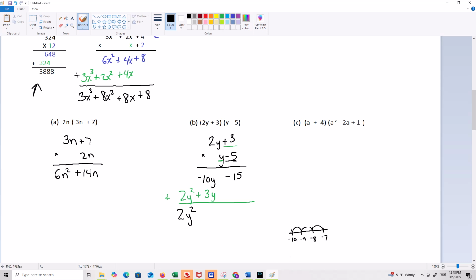Or you can simply think of it this way. When adding and subtracting differently signed numbers, always do the larger from the smaller, but keep the sign of the larger. So I can simply think 10 minus 3 equals 7. But I have a negative on my larger number, so I'm going to keep the negative sign. So we get minus 7y minus 15.